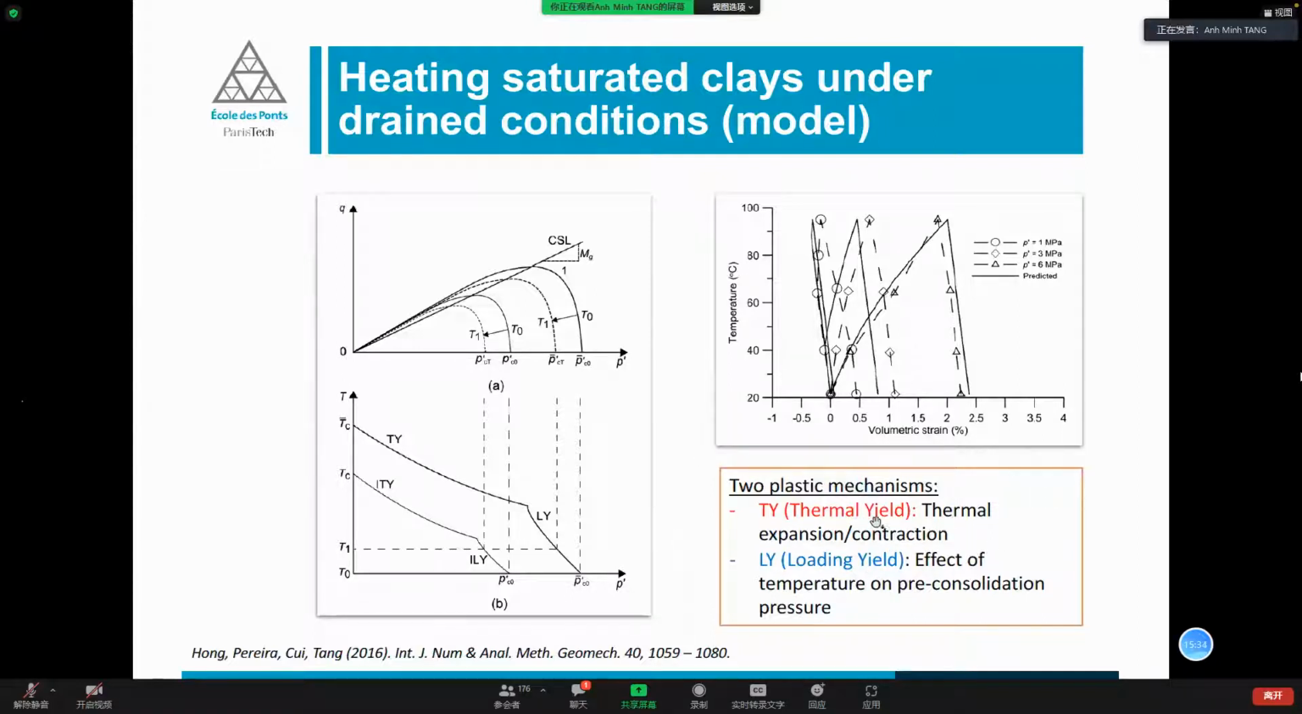One is what we call thermal yield, TY, and that can predict the expansion and contraction during heating, and also the effect of temperature on the preconsolidation pressure, the mechanical one here. So within this model, we can predict the experimental result, which shows that when you heat soil at high stress, you immediately induce thermal contraction, and when you cool down, you reduce the volume of the soil again. But at a low stress level here, when you heat soil, we can induce thermal dilation. That is the main idea of this model.